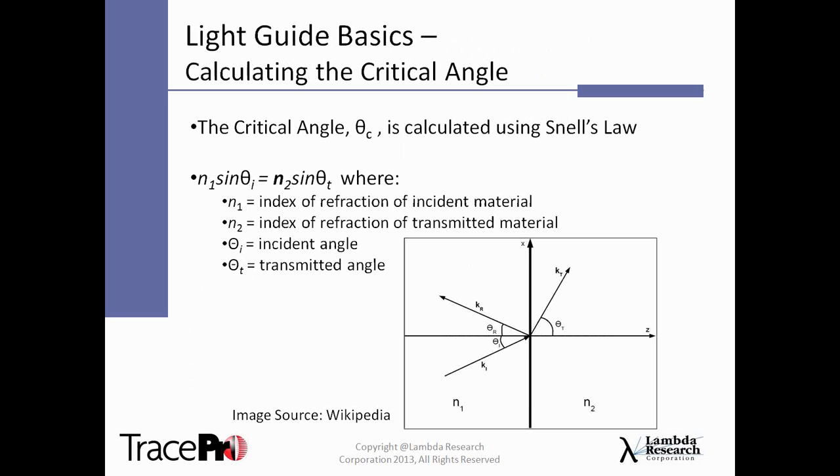Now we can calculate the critical angle using Snell's law. And the basic form of Snell's law is N1 sine theta I equals N2 sine theta T, where N1 is the index of refraction of the incident material, N2 is the index of refraction of the transmitted material, theta I is the incident angle, and theta T is the transmitted angle. And our little graphic down here in the lower right-hand corner shows all those rays, the incident material, transmitted material, and the angles.